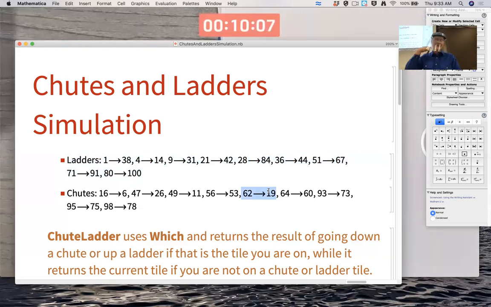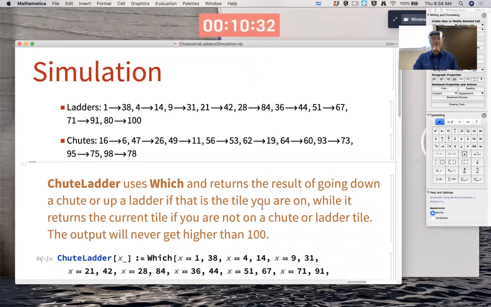Can this be simulated? I made what seems to be a pretty good simulation to me. I think it works. And what I'm interested in is the distribution of the number of spins to win, right? How many spins on average does it take you to finish the game? And what I found is on average, it takes around 30 spins to win the game. Of course, you're playing against somebody else, so they might beat you, but that's what the average is.